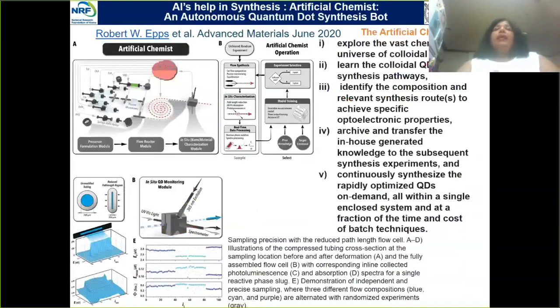And again, for the synthesis, people have worked on an artificial chemist, and this artificial chemist will collect the information about the colloidal quantum dot, process the synthesis pathways, and then in situ, during the process, they will artificially measure the properties, and then they will say that, okay, for this particular quantum dot, this particular pathway is good. So this is how it will be very time saving for us as material scientists, I would say, that our research can improve tremendously with this AI.